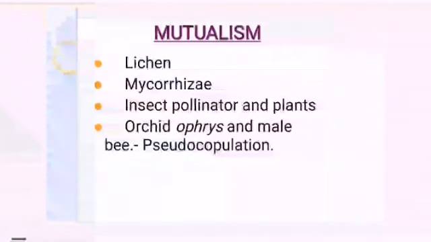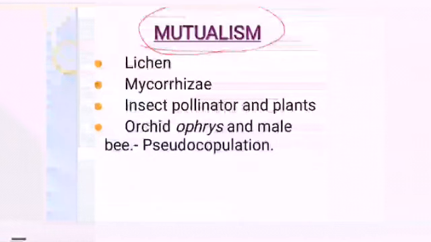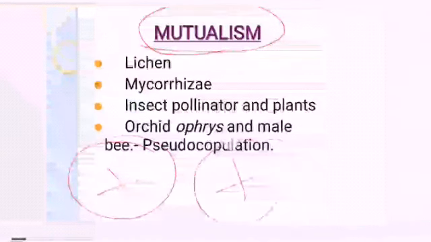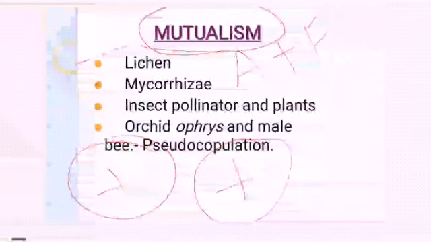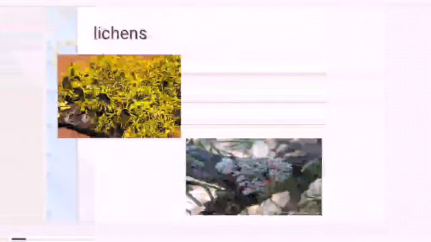Okay. The next interaction we are going to discuss is mutualism. So what is mutualism? Mutualism is a case in which both the partners are benefited. Both are what? Plus. This species is also benefited as well as this species is also benefited. For example, take lichen. So what is lichen? We have already learned it is an association between algae and fungi. So one is algae and another one is what? It is fungi. So you can find the algae and fungi association.